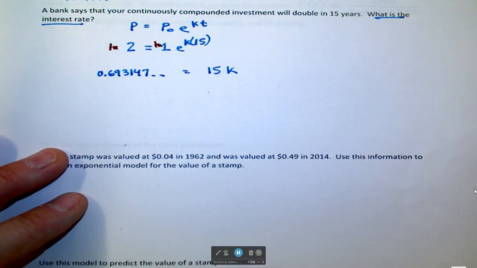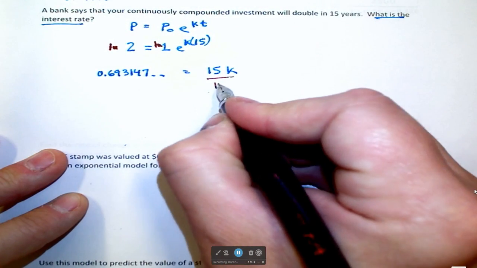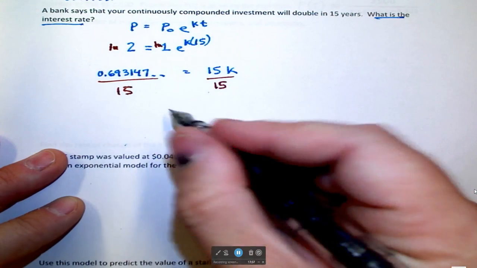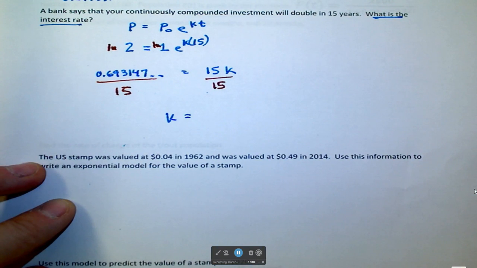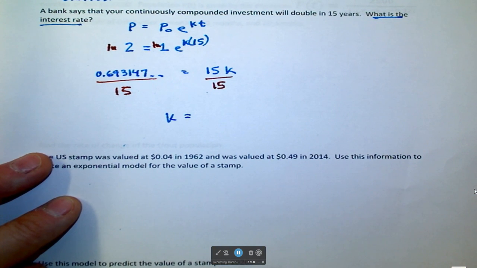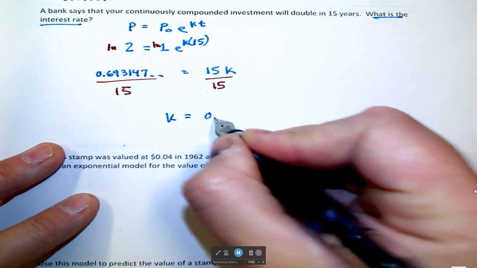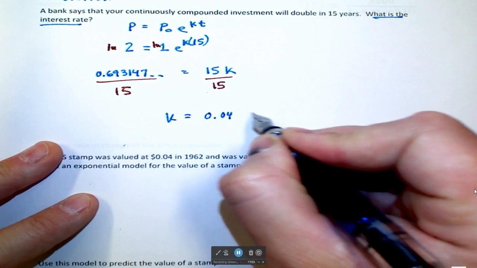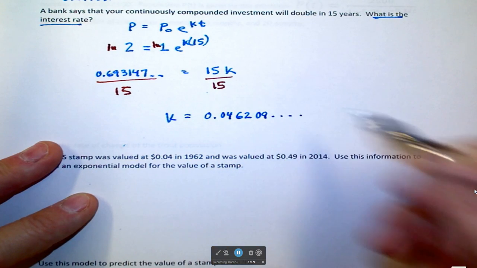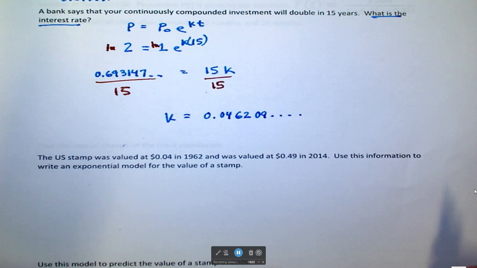Now what? Divide by 15, right? And so I get k equals, and let me do some typing here. Natural log of 2 divided by 15. No, that's not right. Try that again. Natural log of 2, yeah, divided by 15. Okay, there we go. That works. 0.04629... Okay?